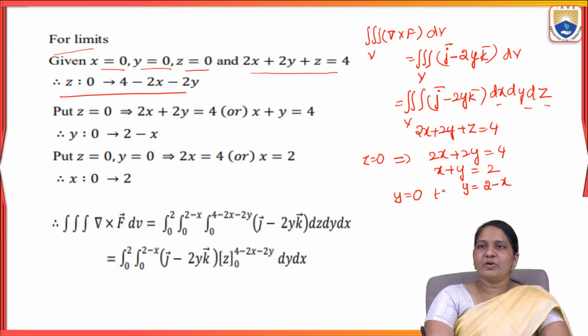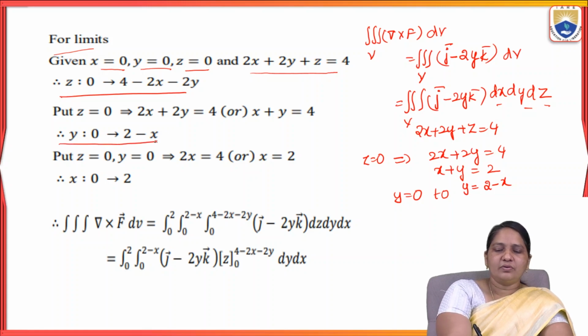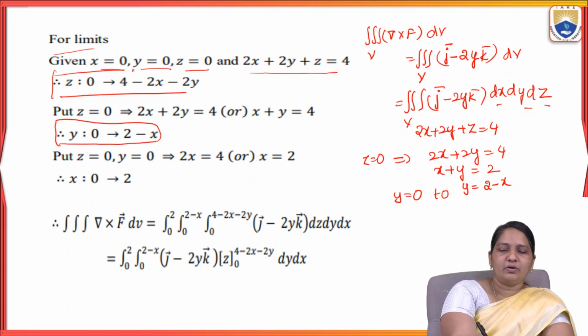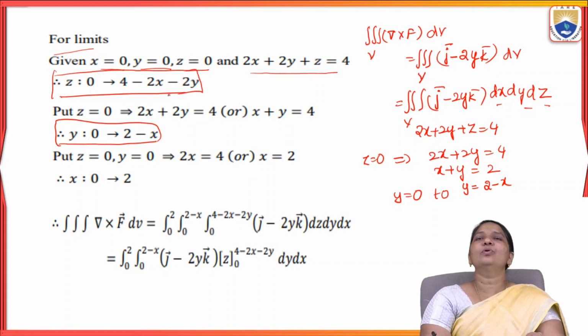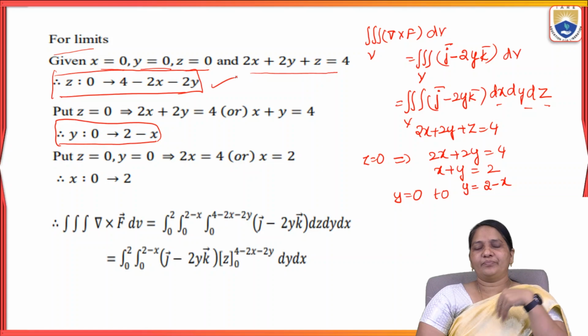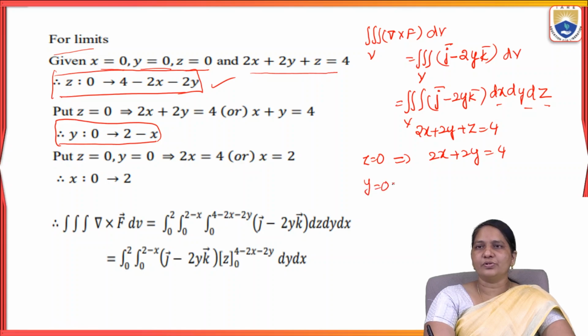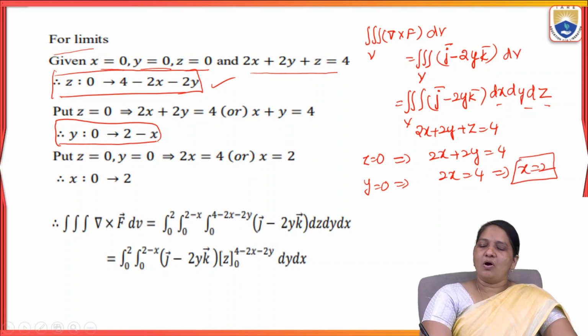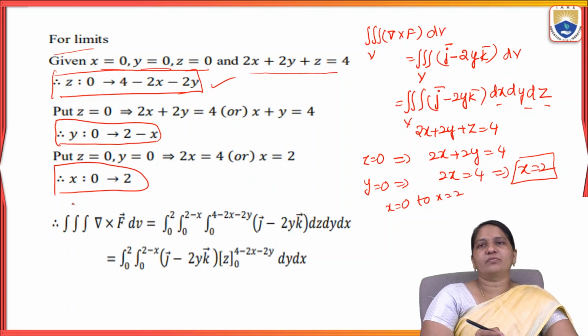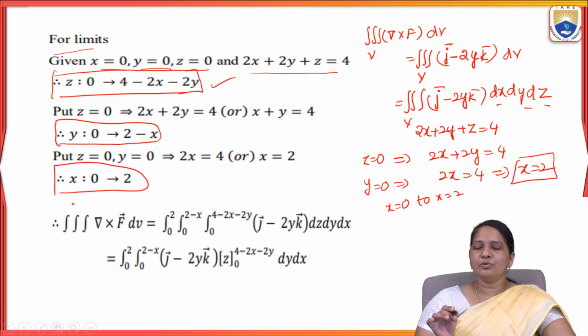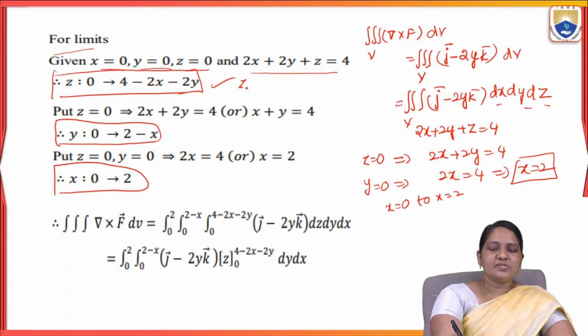So y equal to 0 to y equal to 2 minus x, that is z from 0 to 4 minus 2x minus 2y. So now I put y equal to 0. Here I am giving y equal to 0, then 2x equal to 4, so finally x equal to 2. Already I have x equal to 0 to x equal to 2. So I got the limits of z, y and x.